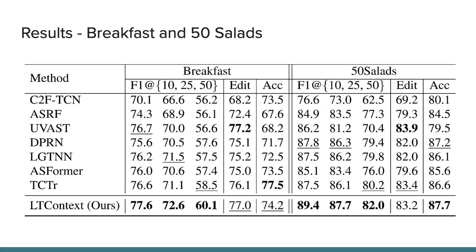The approach achieves state-of-the-art results on the Breakfast dataset and 50 Salads, the standard datasets of action segmentation. Here the most reliable measure is the F1 score, especially the F1 score with an overlapping threshold of 50%.